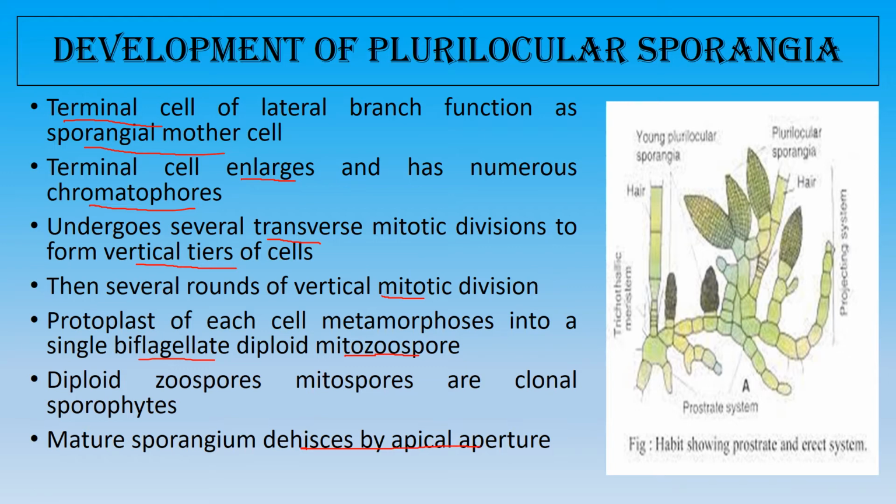There is this apical aperture in the plurilocular sporangia. The apical aperture dehisces, and the spores are liberated, and they swim for a certain time before settling down to produce another sporophytic plant. So plurilocular sporangia producing diploid zoospores is just a mechanism to increase the number of sporophytes. And all the sporophytes are just clones of the mother plant.